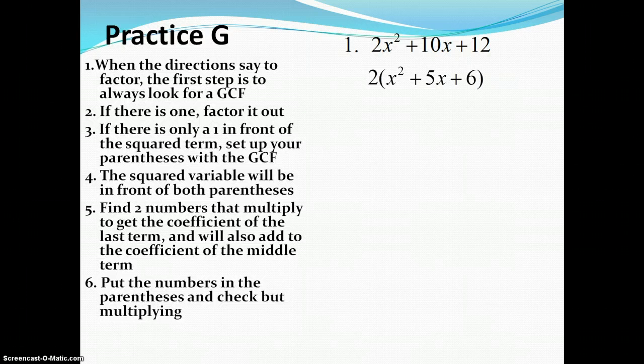plus 6. Now, there is no number in front of the squared term, so all I do is go straight to making the parentheses. I put an x in the front of each one, and then what I ask myself is, self, what times what equals 6? But when I add them together, I get 5. And I say, self, it's going to be 2 and 3. And 2 plus 3 is equal to 5, and 2 times 3 equals 6, and voila, we got that one done.